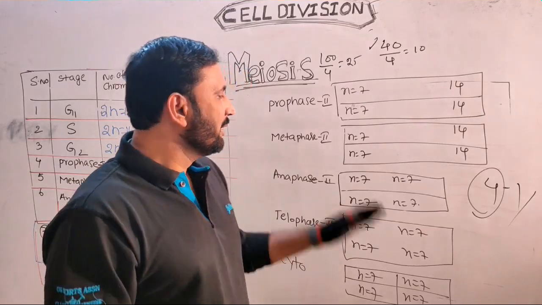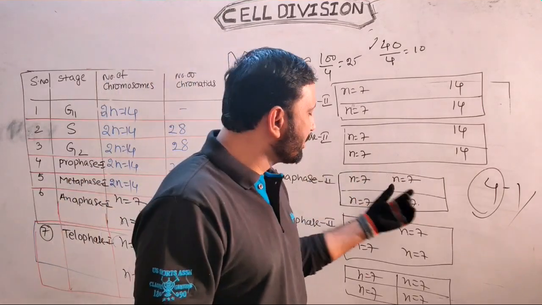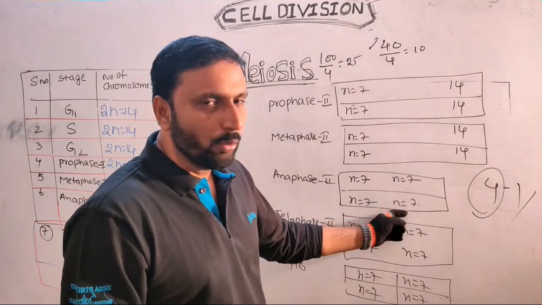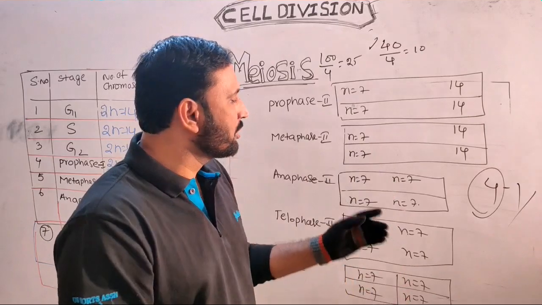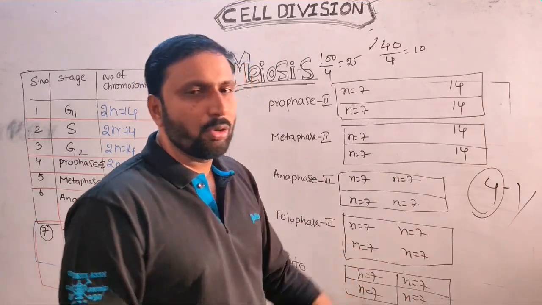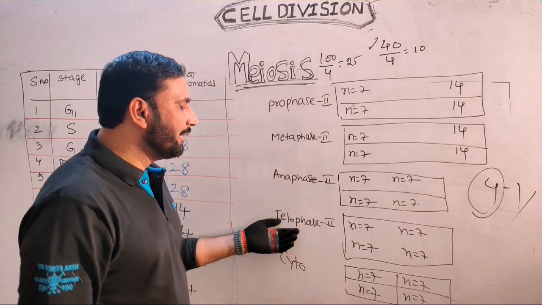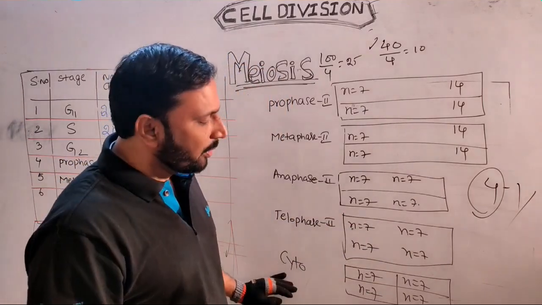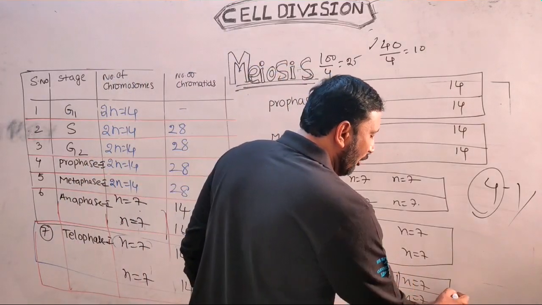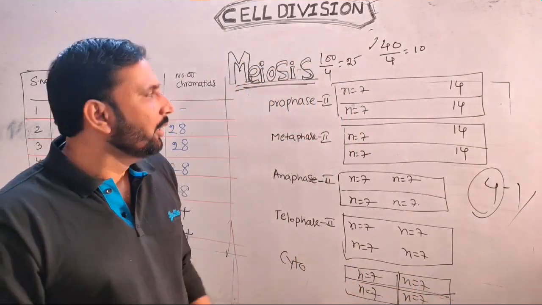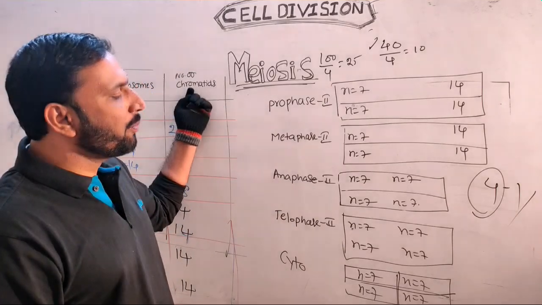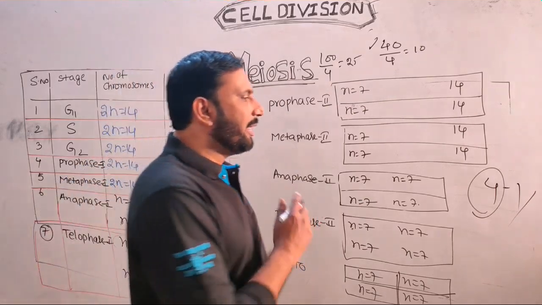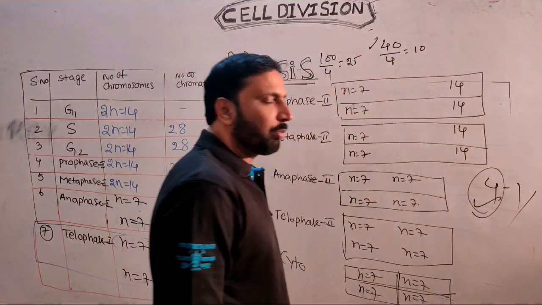But in anaphase 2, centromere division takes place. That is why at 4 poles, n equal to 7 at each pole, it means at 4 poles, 7, 7, 7, 7 chromosomes are present. And at the telophase 2 also same, but at the end of the cytokinesis, finally 4 haploid cells are formed. In the meiosis, one diploid mother cell finally divides into 4 haploid cells. So very, very important for the formation of 4 haploid cells.